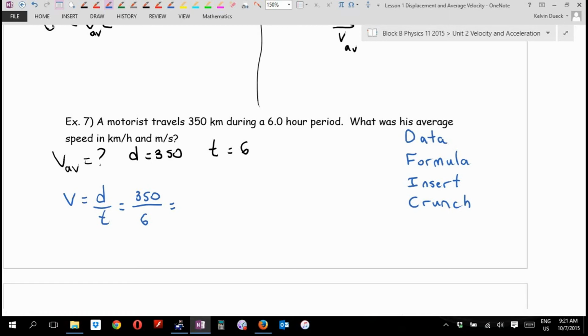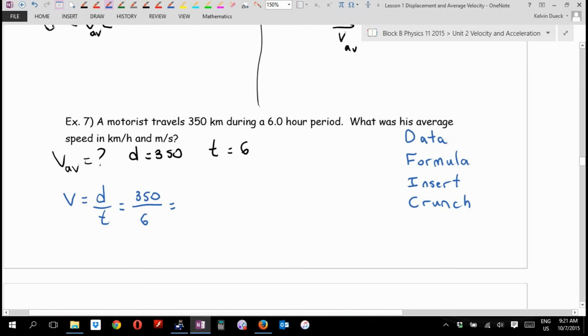Now, there are going to be some questions where you get so good, and we'll all reach a point where we don't go into all this detail, but in our notes for the first few times, so that when you're studying, you know what the heck we did. If you want to take shortcuts in your homework and you're getting all the right answers every time, I'm okay with that. What is 350 divided by 6?